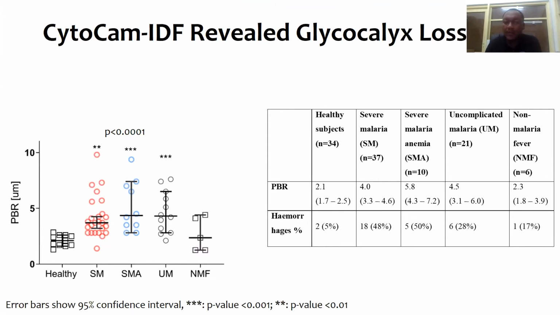So CytoCam-IDF, this is the tool that we used. It really well revealed the glycocalyx loss. From the plasma analysis, we saw that the PBR, which is the inverse measure of glycocalyx, was associated with malaria, and here, all forms of malaria. Also, we found that hemorrhages were more prominent in severely sick children. So almost half of children who had hemorrhages were severely sick with malaria.